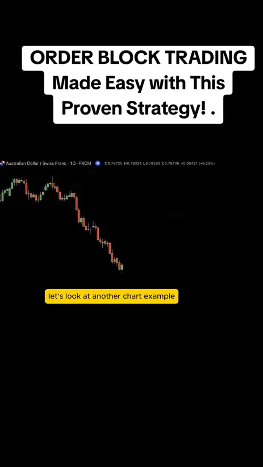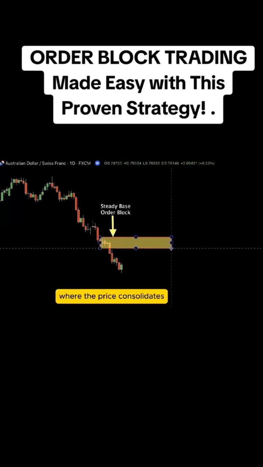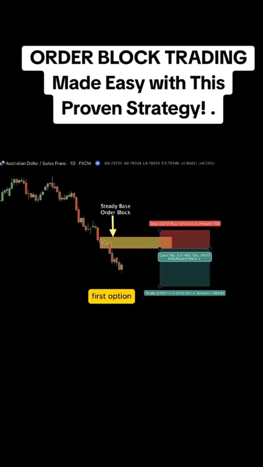Let's look at another chart example, this time in a bearish scenario. The market is in a clear downtrend before pausing in a steady base order block. Following the same steps, you identify the order block by spotting the 4-candle sequence where the price consolidates. None of the candles close outside the range of their immediate neighbors, confirming the setup. Once the price pulls back to the steady base order block, you have 2 entry options. First option.